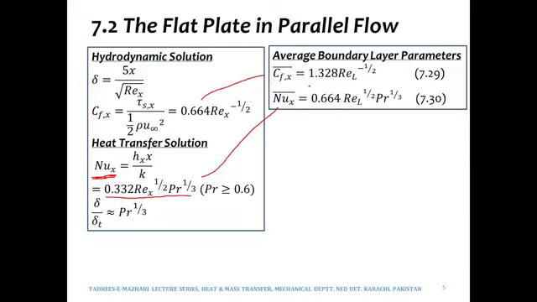There are of course derivations behind all those expressions. So if we want to find out the local Nusselt number at any point, we would be using 0.332 Reynolds half Prandtl one third, and if we are to find out the average Nusselt number, we can use 0.664 Reynolds half Prandtl one third.